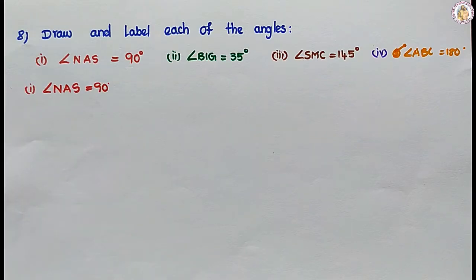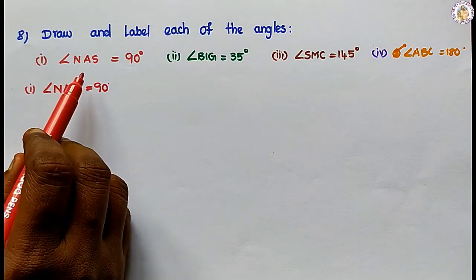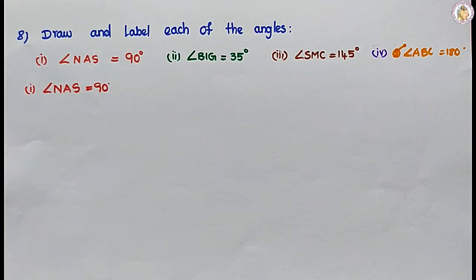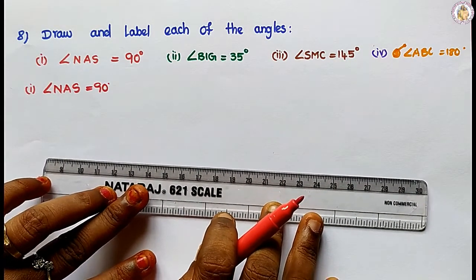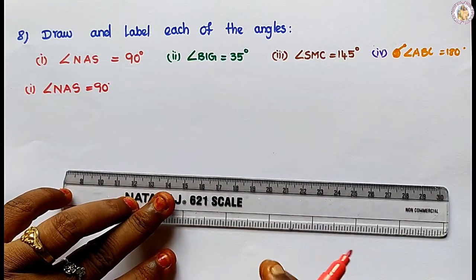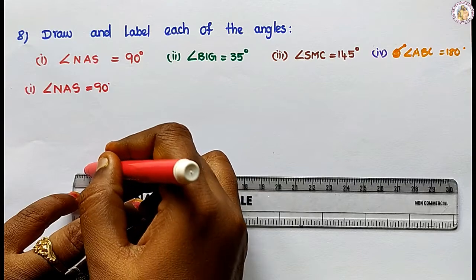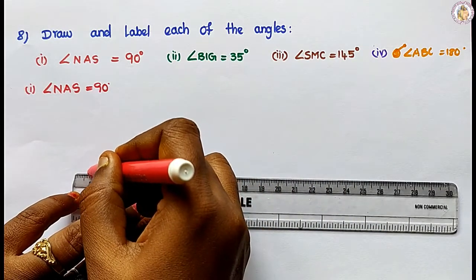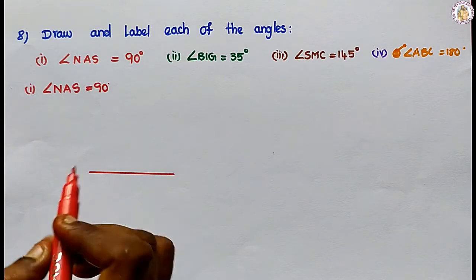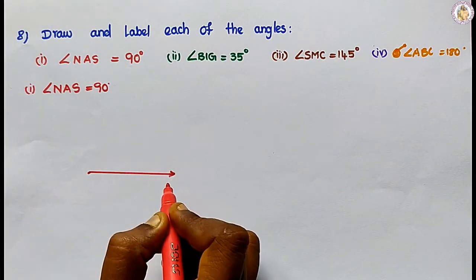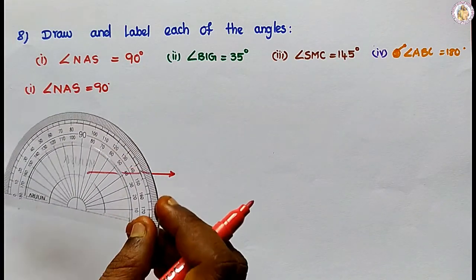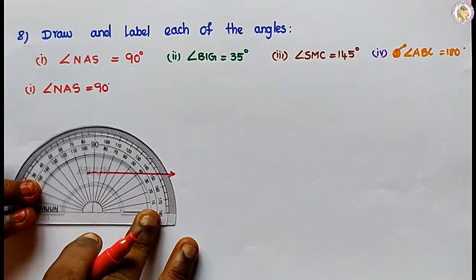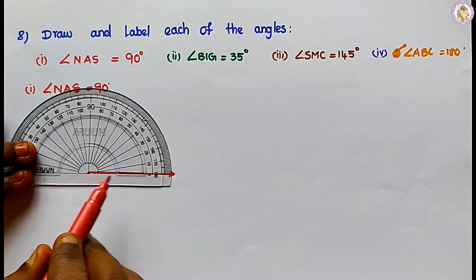Eighth sum, draw and label each of the angle. First one, angle NAS equal to 90 degree. Listen, first you have to draw a line, draw a ray, and from the ray we raise the angle 90 degree. We have to raise the angle 90 degree. The starting point is the center point of the protractor.